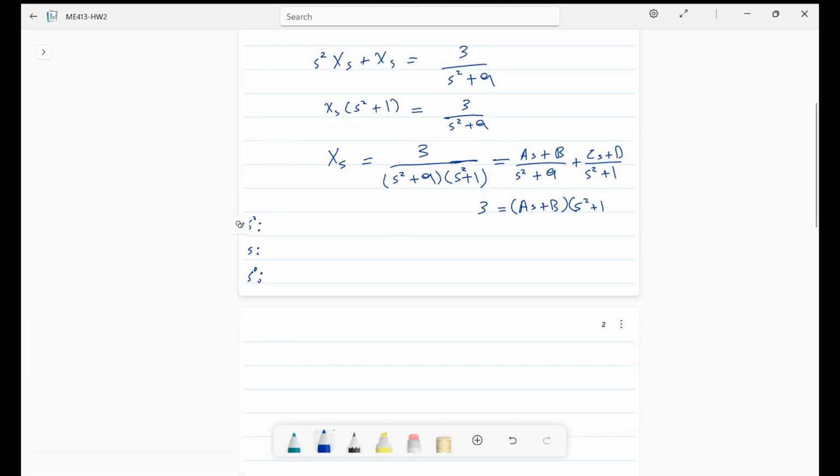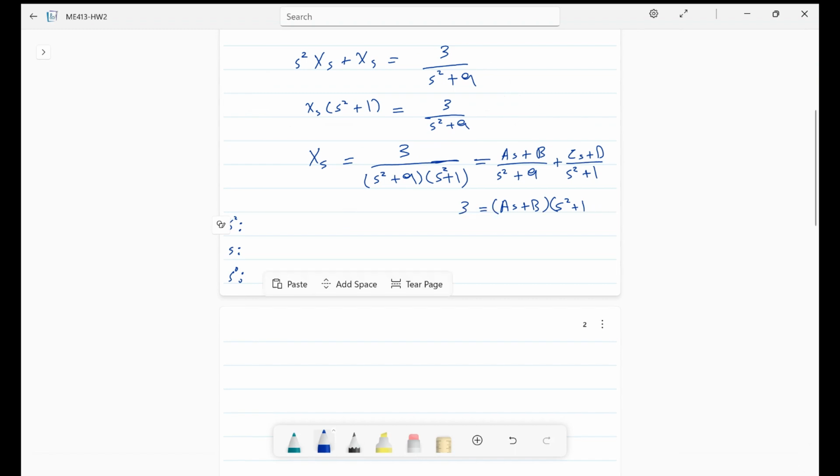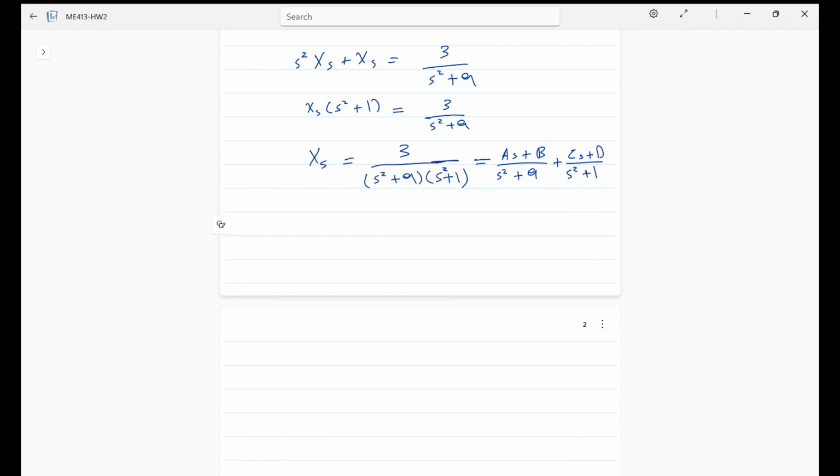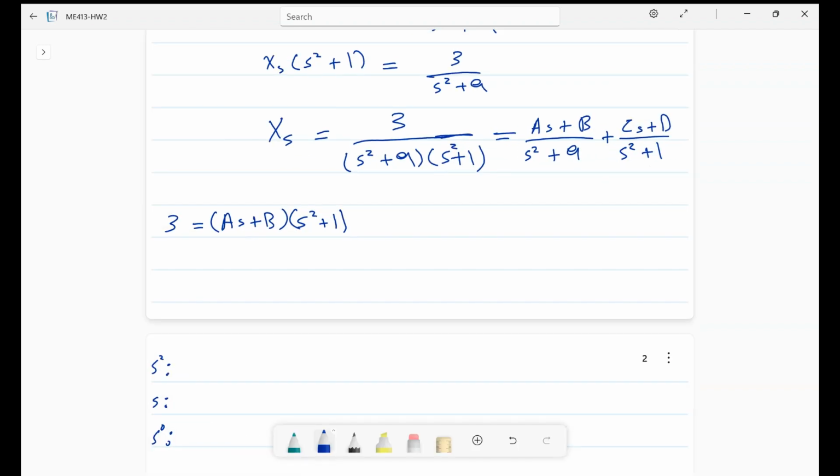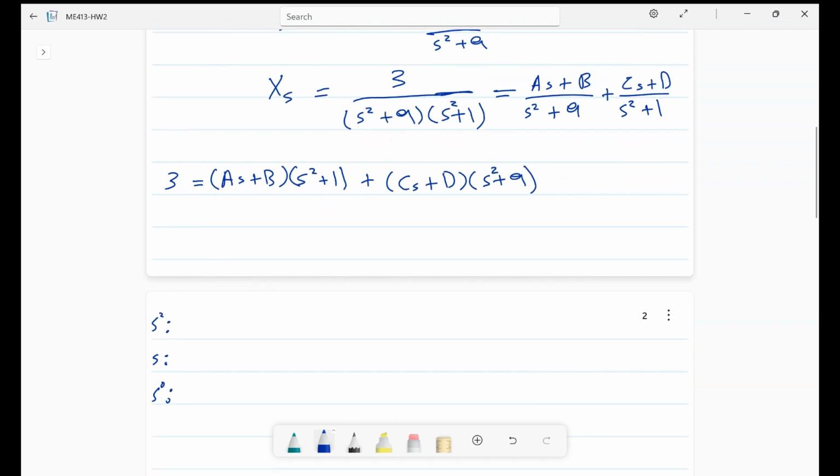Just take this to here, and this one I will use just here. So we end up with this for this side, plus Cs plus D multiplied by s squared plus 9, because I just multiplied both sides by this term.